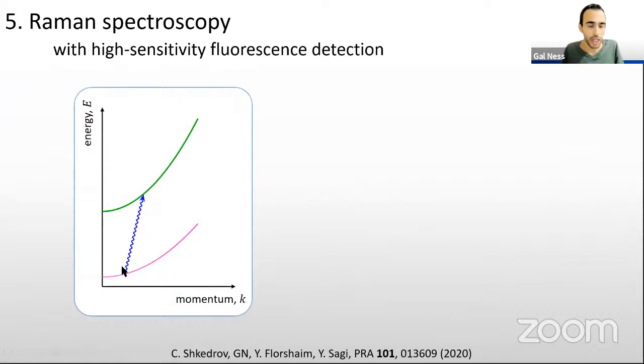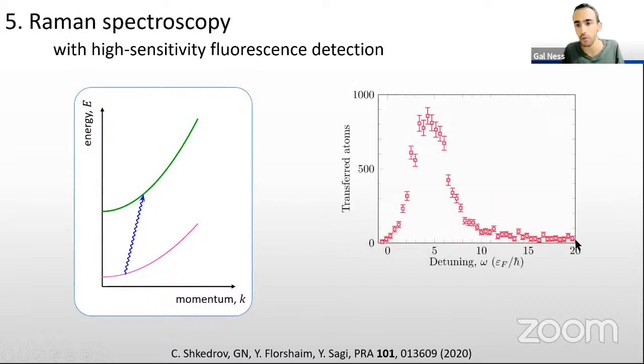Okay, now let me describe the avant-garde experimental tool that we developed, which is Raman spectroscopy of high sensitivity. In general, what we mean by spectroscopy is that we want to study this branch of the impurity, and we do it by outcoupling atoms from it into some free state. What we actually do is just measure the number of atoms we manage to outcouple as a function of the detuning, the difference between the energy of this blue photon and the bare transition.